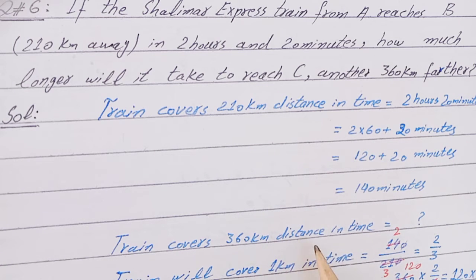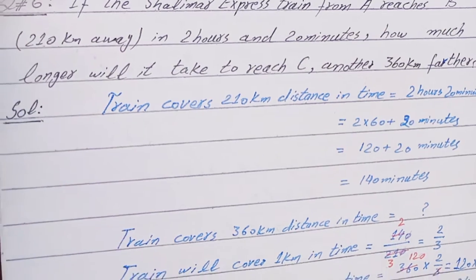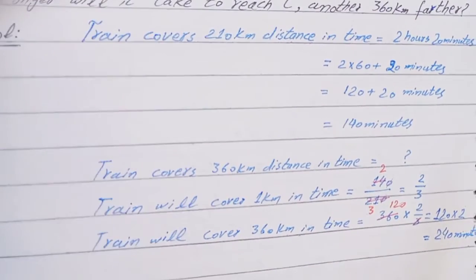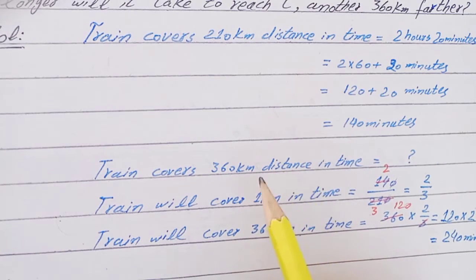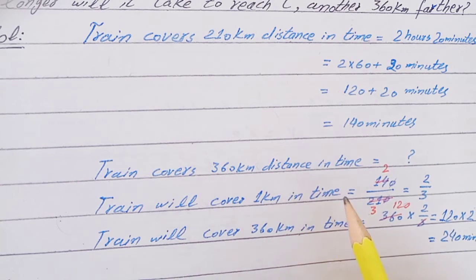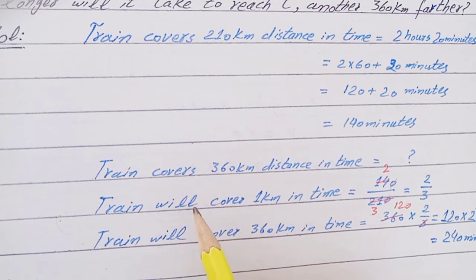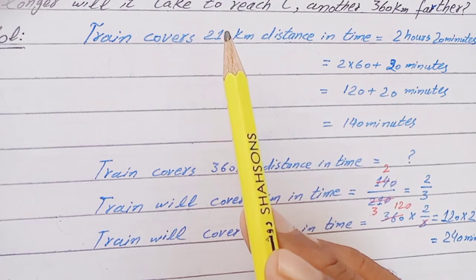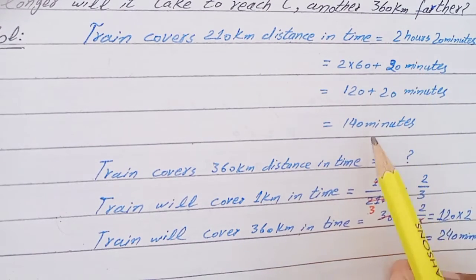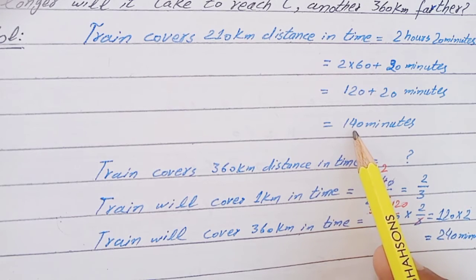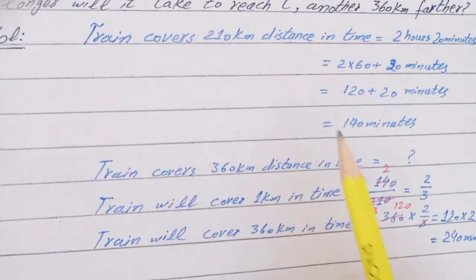The train covers 360 kilometer distance in time, we have to find it. So the train will cover 1 kilometer in time. First of all, we have to find the individual value by using the unitary method. So we will find the time taken to cover 1 kilometer. The train will cover 1 kilometer in time that will be 140 divided by this value. This value is divided by this. So 140 will be in numerator and 210 will be in denominator.